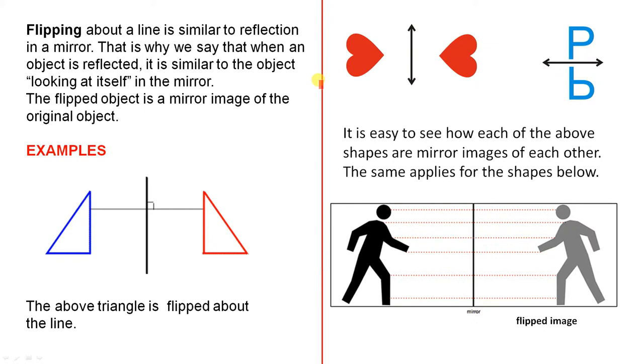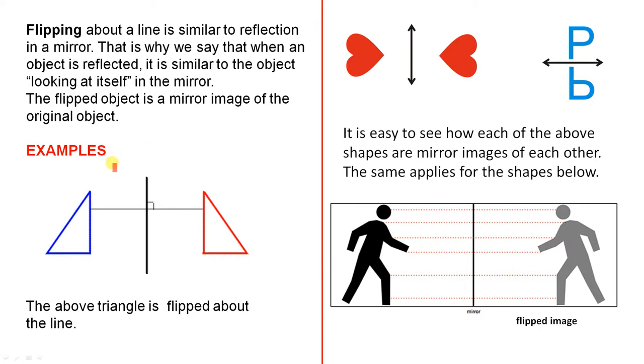Flipping about a line is similar to reflection in a mirror. That is why we say that when an object is reflected, it is similar to the object looking at itself in the mirror. The flipped object is a mirror image of the original object.